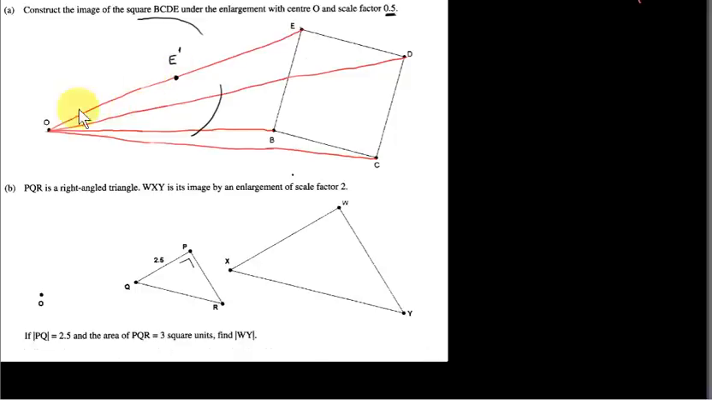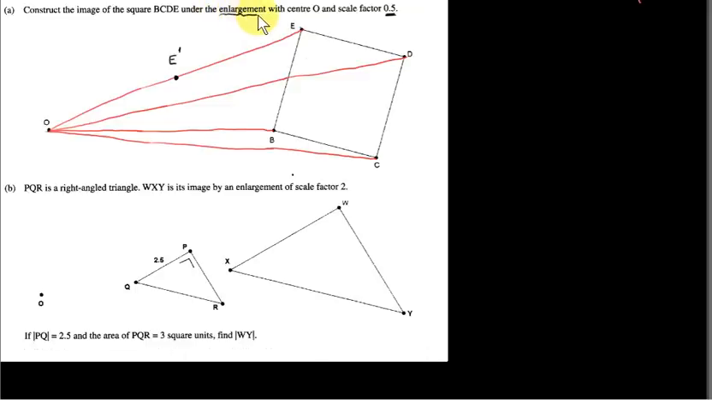Then, with the same extension on your compass, place the compass point at the point E and make two more arcs. Then join the intersections of the arcs. This line here is the perpendicular bisector. It's perpendicular to OE and it bisects it, so that OE prime equals E prime E. So now we've found the image of E under this enlargement.